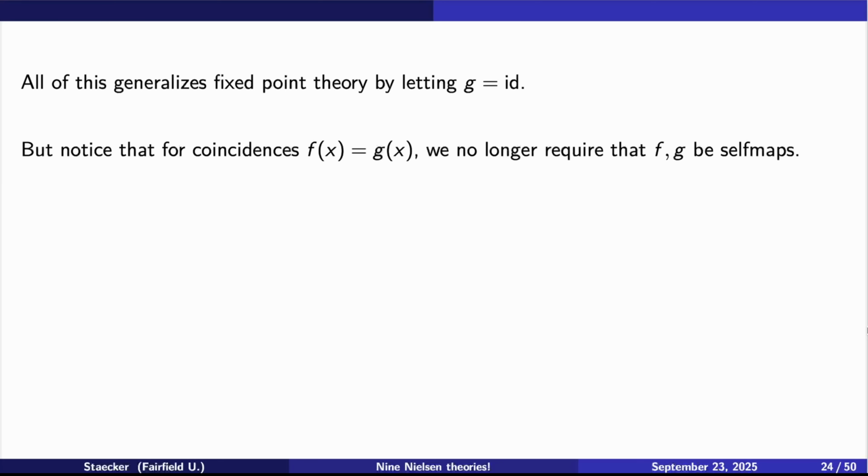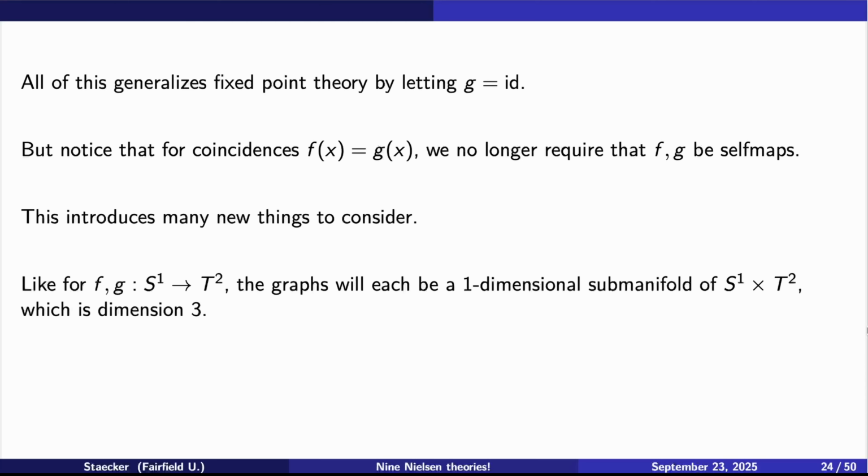One thing that's actually very different, though, in coincidence theory, if you want to talk about this, f of x equal g of x, it's no longer necessary for f and g to be self-maps. For fixed point theory, it always has to be self-maps. And this actually changes the theory quite a bit. Many new things to consider. For example, I can do this where the domain space and the codomain space are different. And actually here they're very different. They're different dimensions even, all right?